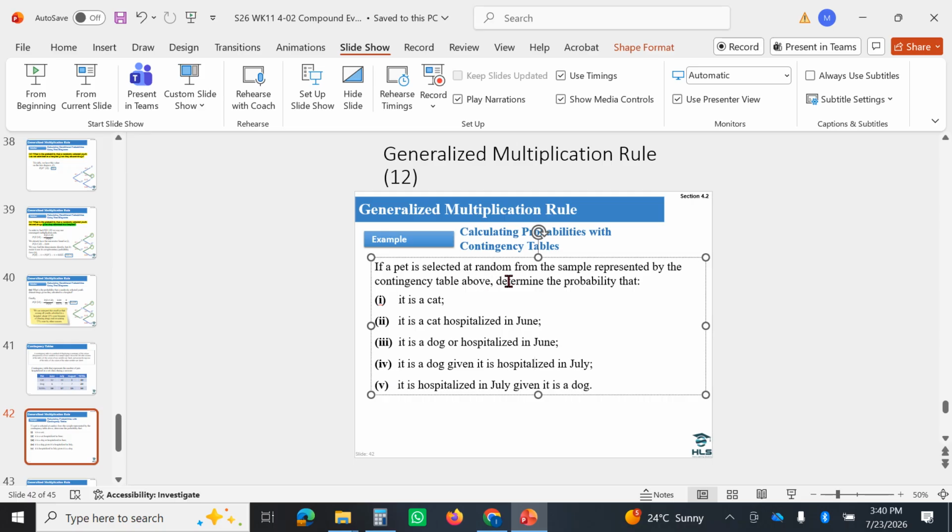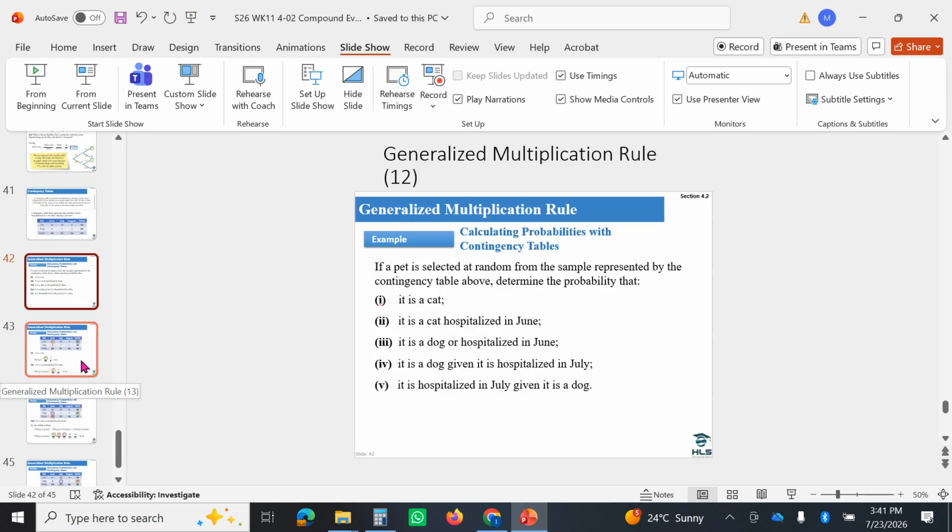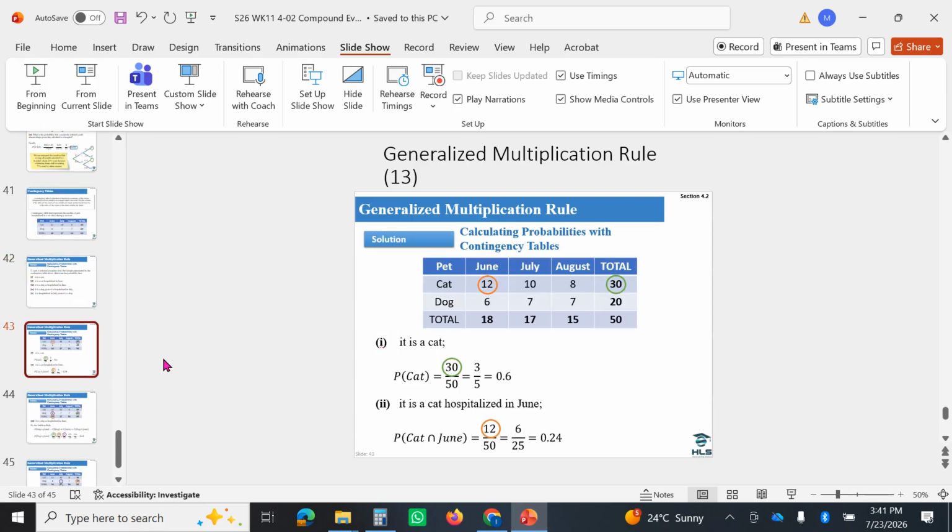And again, you can answer questions there like these. If a pet is selected at random from the sample represented above by the contingency table, is it a cat? Is it a cat hospitalized in June? Is it a dog? All these kinds of different questions there that we can isolate and answer. These are not so bad. So, what's the probability there of choosing a cat?